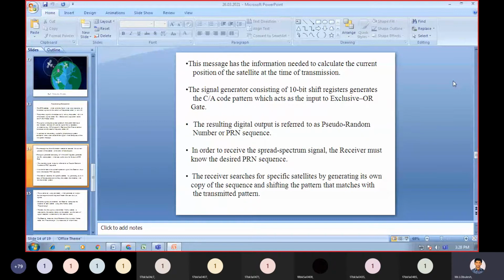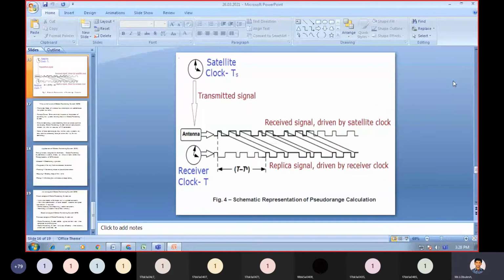And the next one is satellite clock. See, this shows the schematic representation of pseudo range calculation, how to calculate the pseudo range. So this is the schematic diagram.